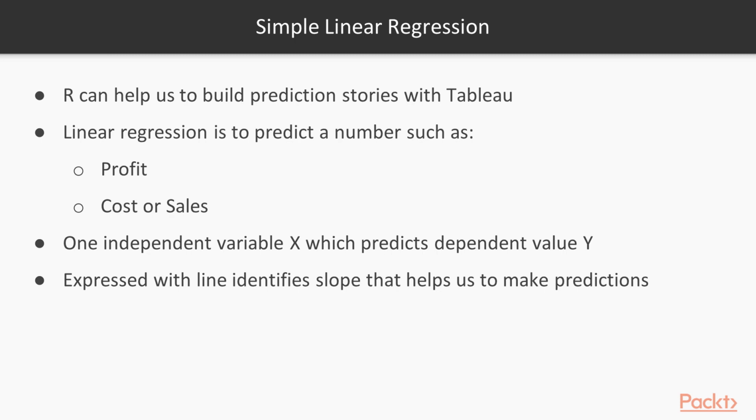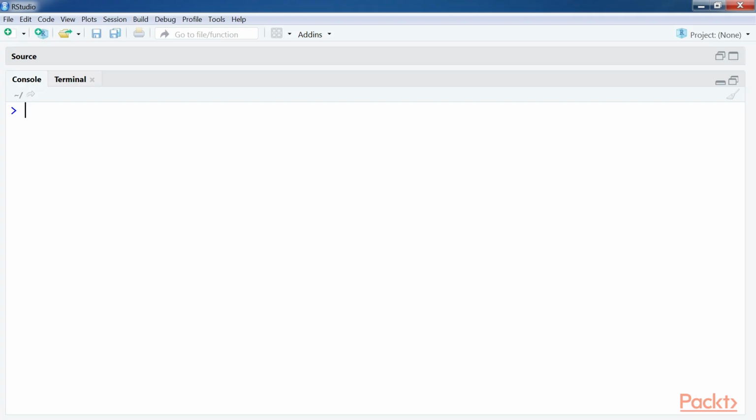In simple linear regression, there is only one independent variable X, which predicts a dependent variable Y. Simple linear regression is usually expressed with a line that identifies the slope that helps us to make predictions. To explore linear regression, we will use the Women dataset, which is installed by default with R. To see the women dataset, open RStudio. The variability of the weight amount can only be explained by the weights themselves, because that is all we have.